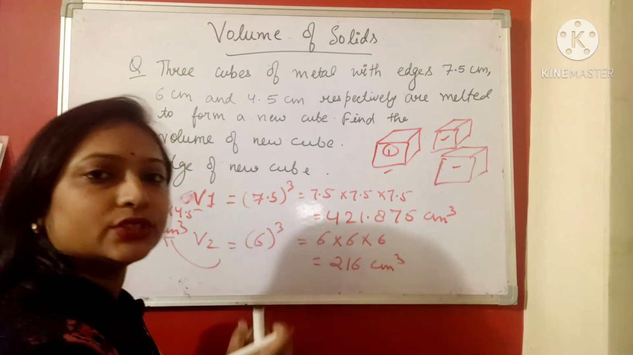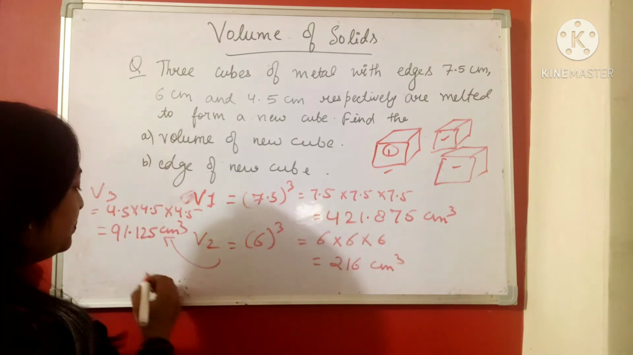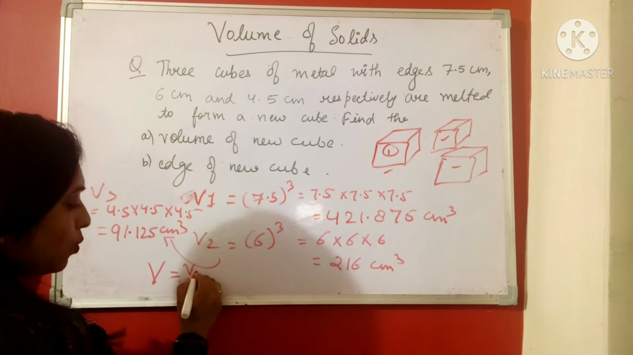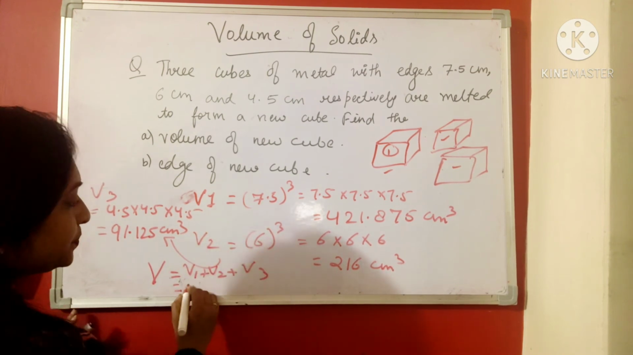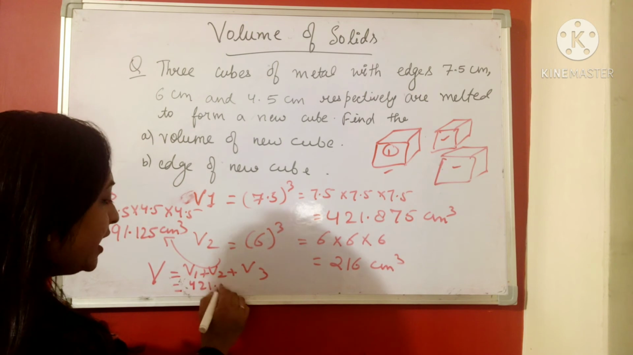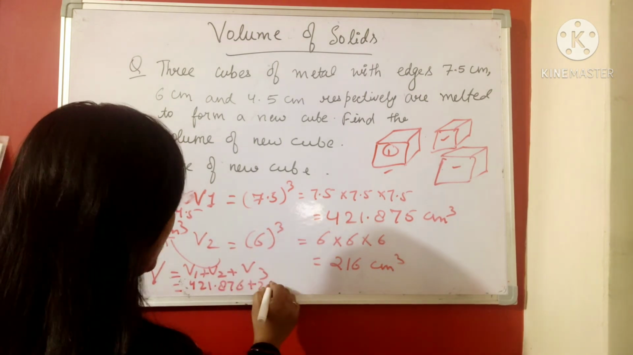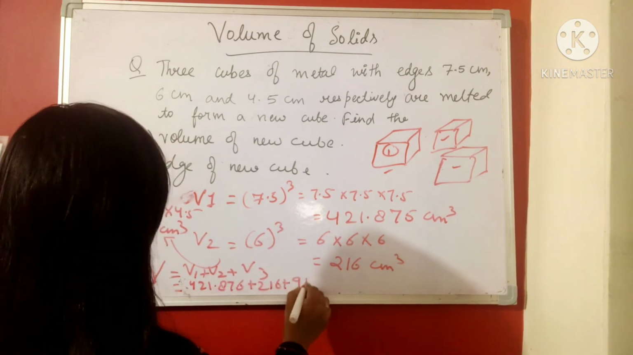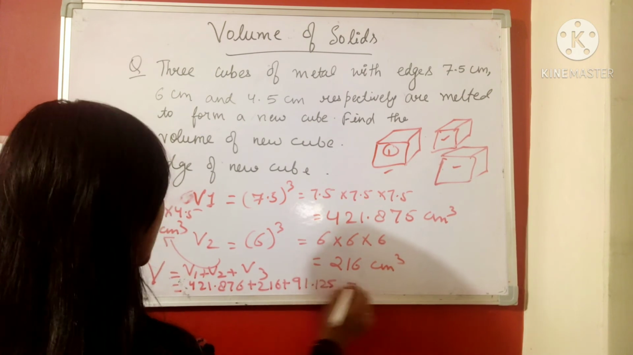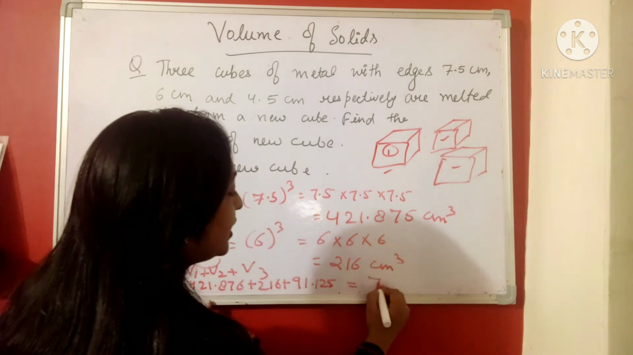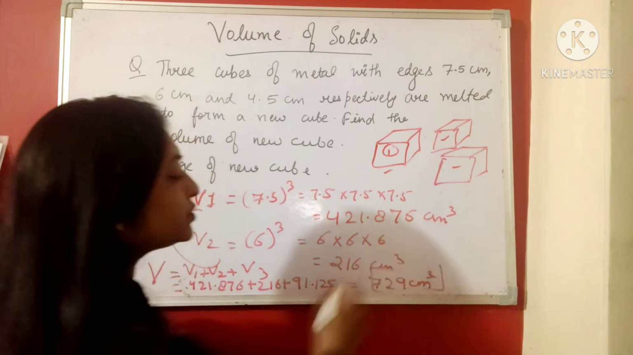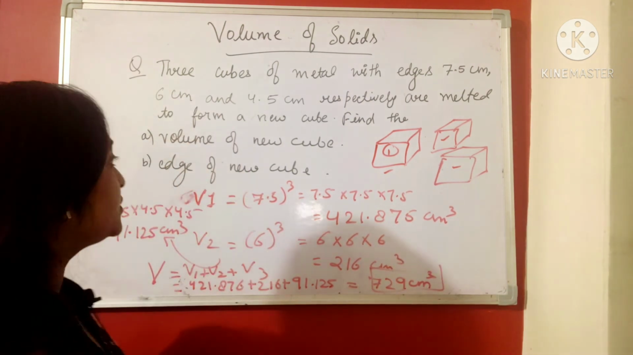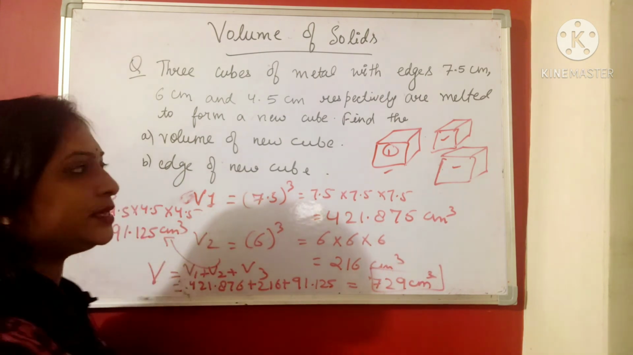Now these are 3 volumes of small cubes. These all are added together to form the bigger volume. So volume will be volume 1 plus volume 2 plus volume 3, which is 421.875 plus 216 plus 91.125, which you will add and you will get 729 centimeter cube, right? So 729 centimeter cube becomes the volume of the new cube that is being formed.